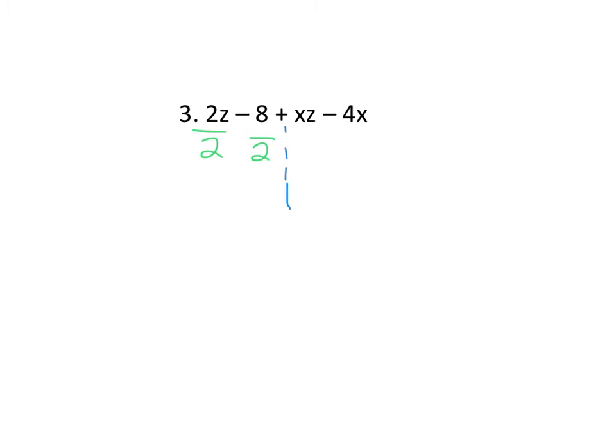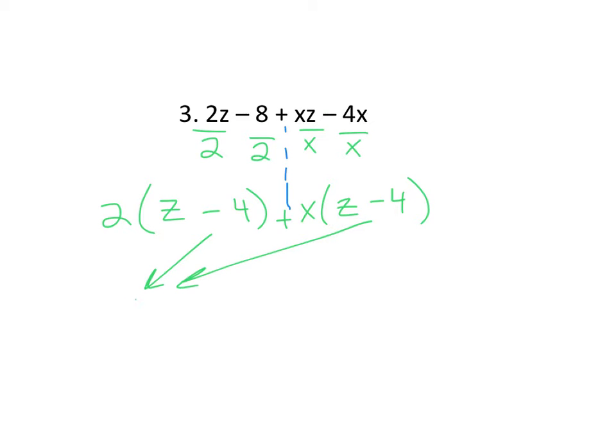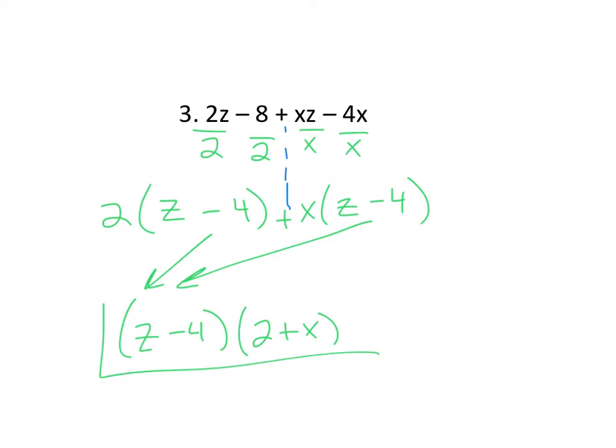Okay, so if I take out a 2, I'd be left with z minus 4. Okay, and what can I take out of the other side? Well, they both have x's, so I'm going to pull out an x, and I'll be left with z minus 4 again. And again, that's where your binomial GCF is. So the whole dividing by the binomial GCF, that's like extra steps. I usually just see that these guys are the same and I pull them to the front, and then I get 2 plus x, and that's where I leave it off.